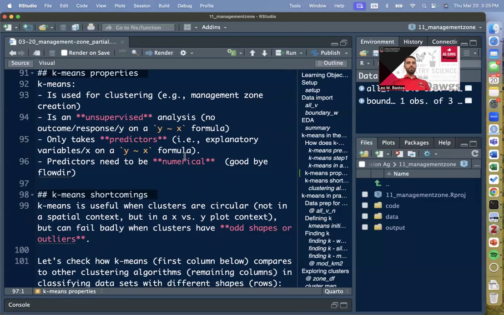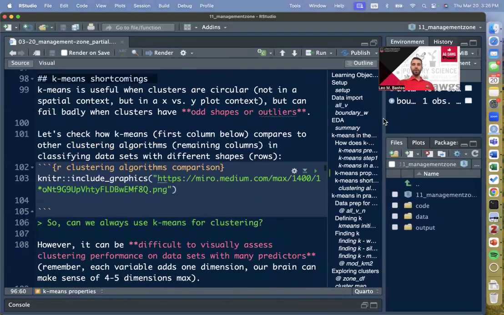Also, predictors need to be numerical. So it does not handle categorical predictors. Like in our case, even though flow direction, when we bring it into R, is seen as a double because it's 1, 2, 4, 8, really those numbers don't mean anything other than cardinal directions. Because of that, flow direction should perhaps be categorical. Even if we have numbers, we should set it as a factor. And in that case, k-means does not handle that. So any categorical variable is going to have to be dropped at that point.